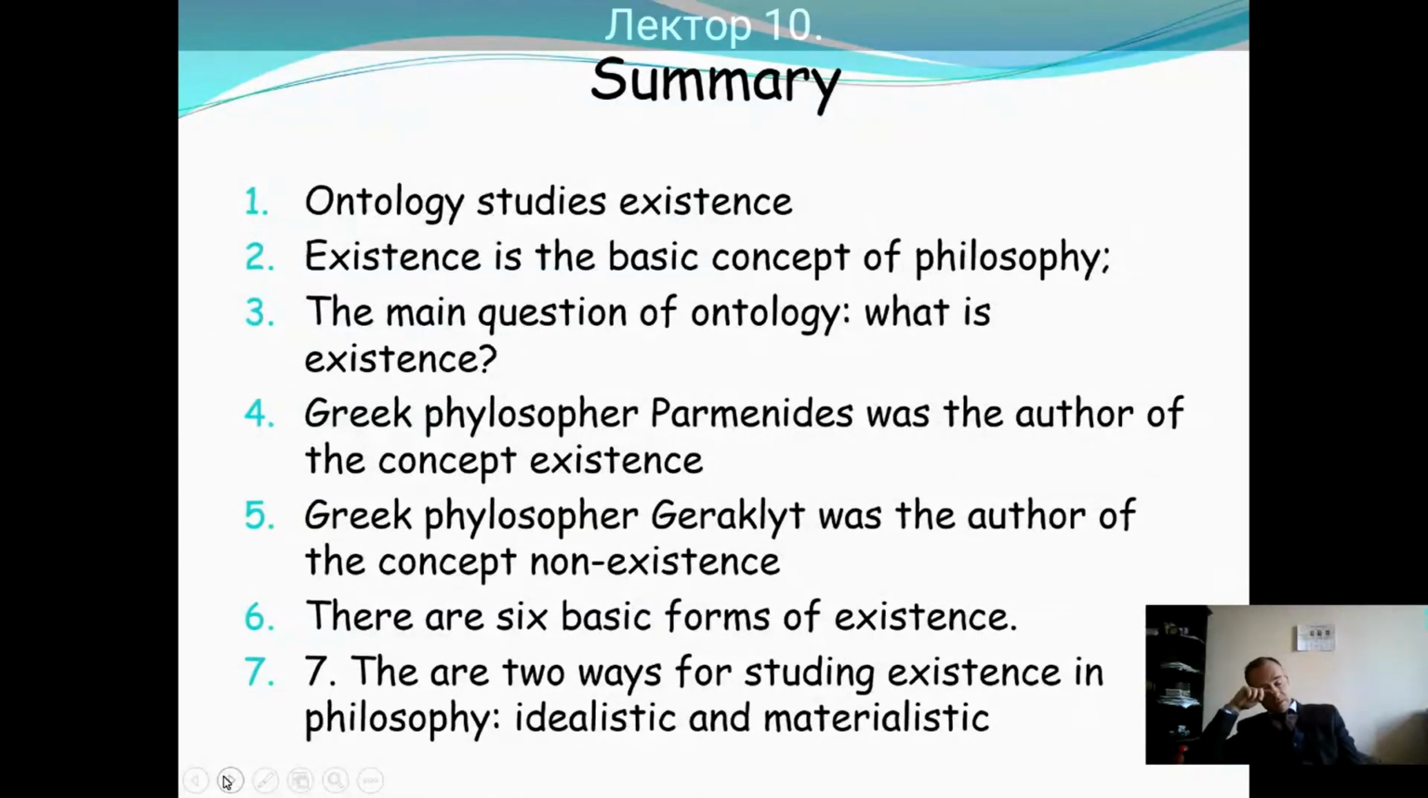Okay, the main question of ontology: what is existence? If we want to get an answer to this question, we must remember that there are two types of understanding of existence. The first one is idealistic. According to this type, existence is a form of substance. And the next one is materialistic. According to this, existence is a form of substrate. So these two types of ontology in different forms and in different variants are basic for philosophy.